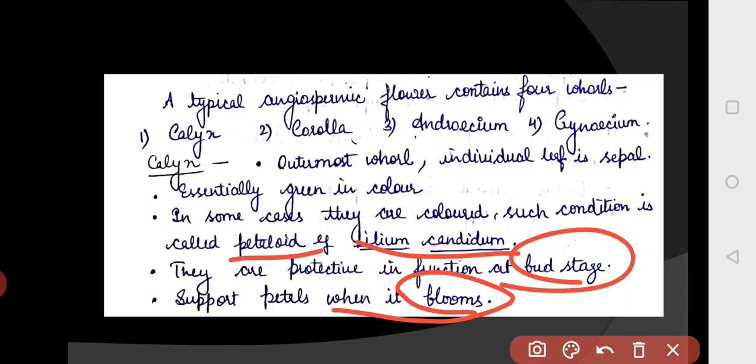Generally, the calyx falls down as the flower opens, but in some cases it remains, and it protects the fruit. For example, you have seen raspberry or strawberry, where the calyx is there. In raspberry you have seen the covering, that is nothing but the calyx. So in some fruits it persists.